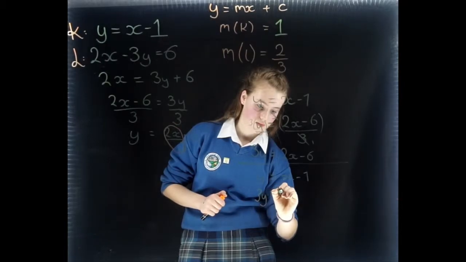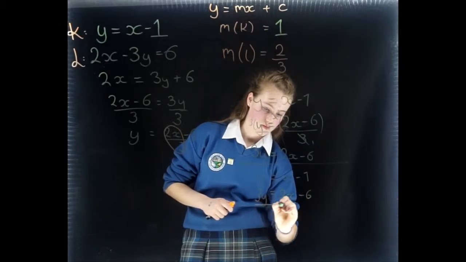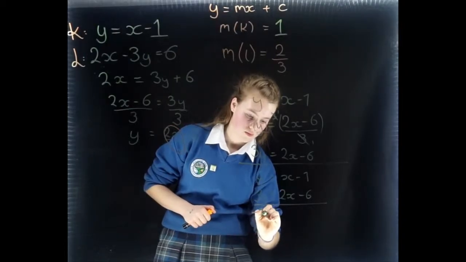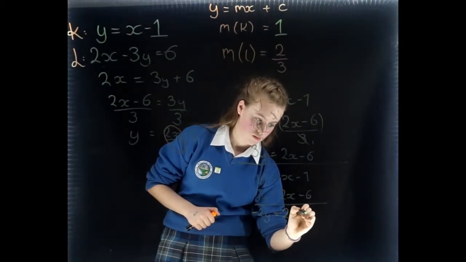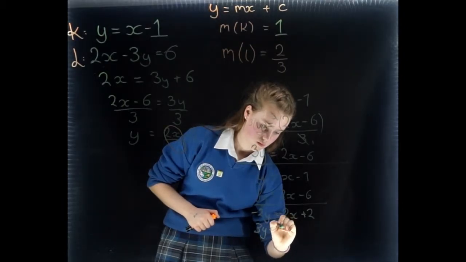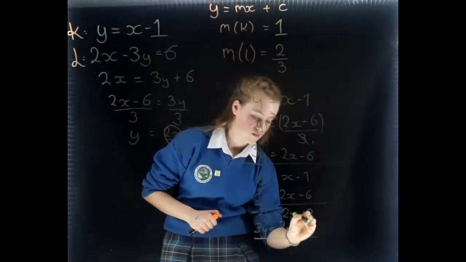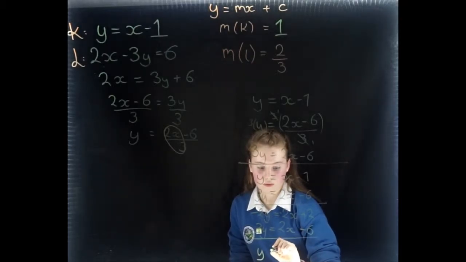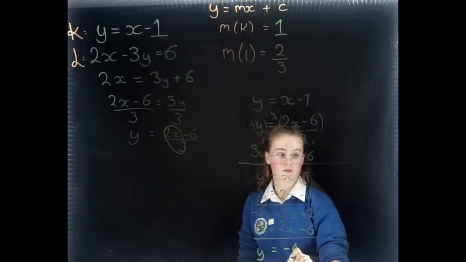For this question, I'm going to line up my x terms, and so I need to multiply the first equation by minus 2. This means that my x terms will cancel out. I'm then left with 1y, or just y, is equal to minus 4.